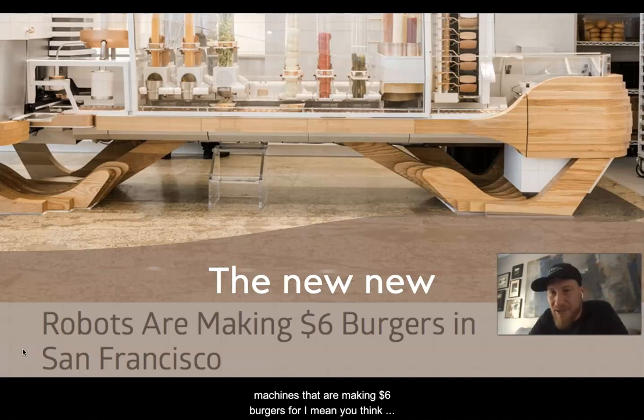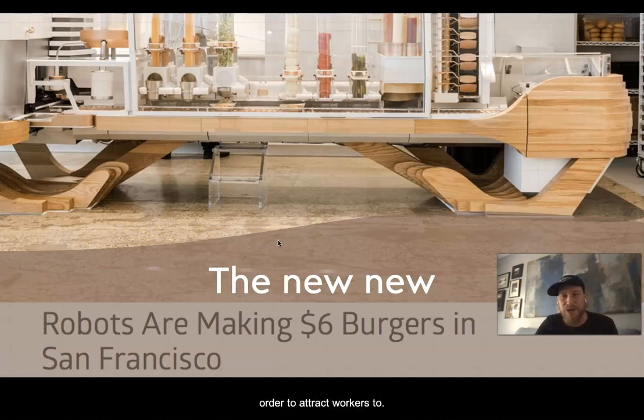that are making $6 burgers. And if you think about employment in San Francisco, the minimum wage is $15, and even then you have to pay higher than that in order to attract workers. So why not just build a machine that will do it for half the cost, right? And if you're making $6 burgers, this machine has to cost less than $6 in order for you to make a profit, $6 a burger, right?